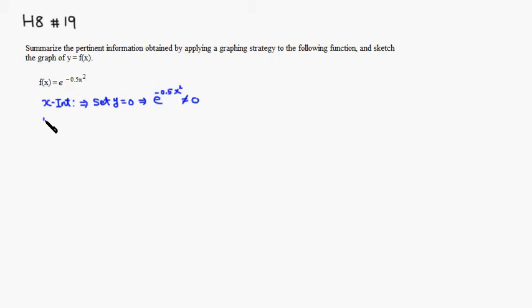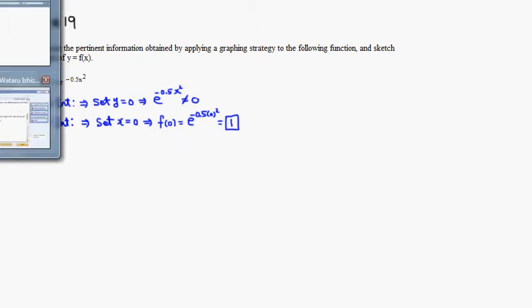How about the y-intercept? If you want to find the y-intercept, you set x equals 0. So plug in x equals 0: f of 0 is equal to e to the negative 0.5 times 0 squared, which is e to the 0, which is 1. So the y-intercept is 1.